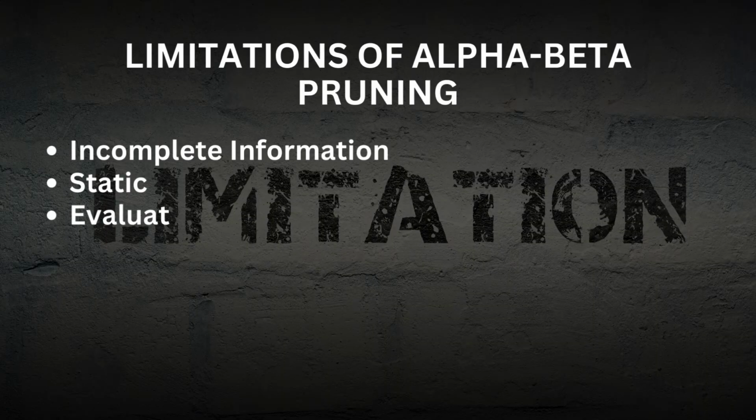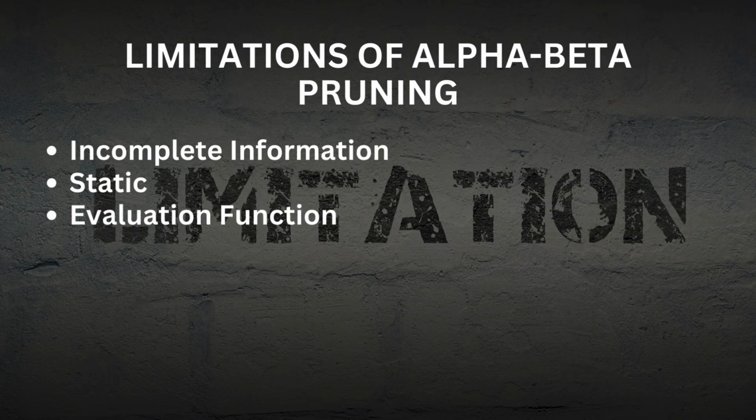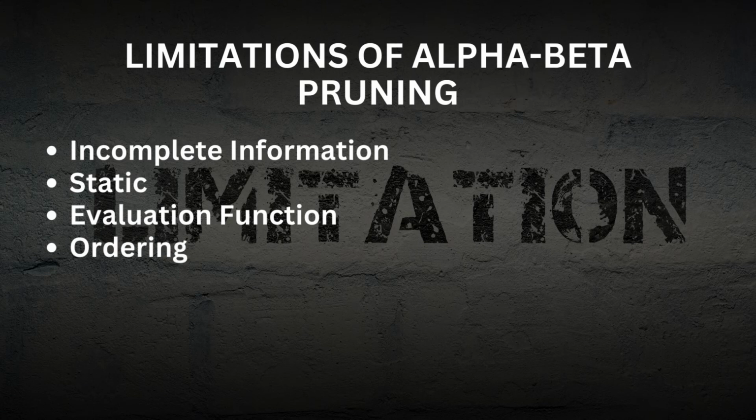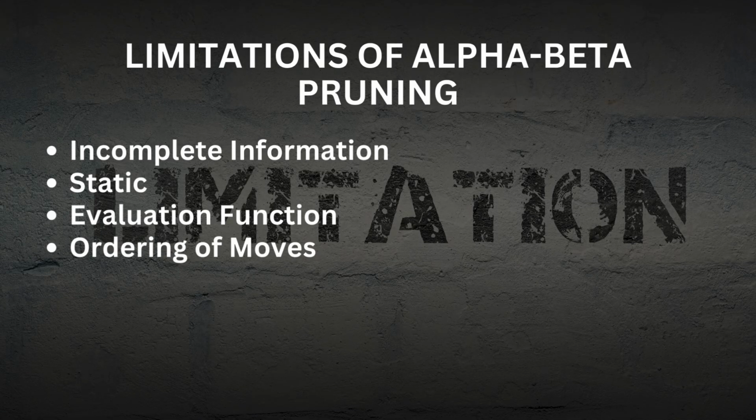Third, branching factor. Alpha beta pruning's effectiveness depends on the branching factor of the game tree. In games with a high branching factor such as chess, it can still be computationally intensive. Fourth, ordering of moves. The performance of alpha beta pruning depends on the order in which moves are considered. If the best move is near the end of the list, the pruning benefits may not be fully realized.